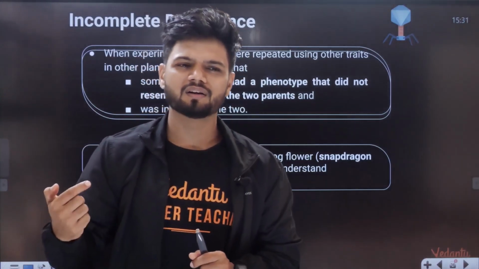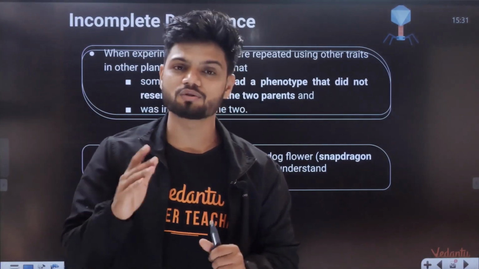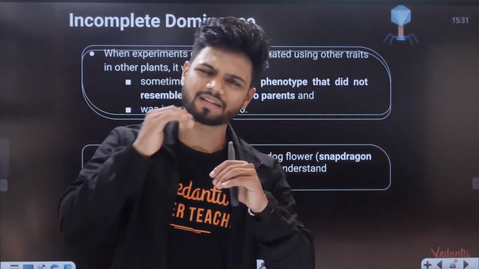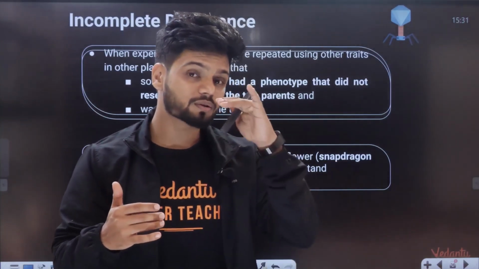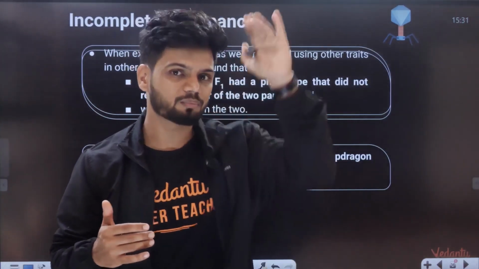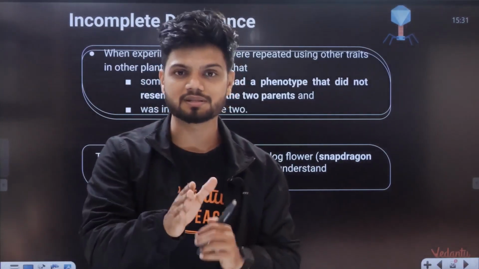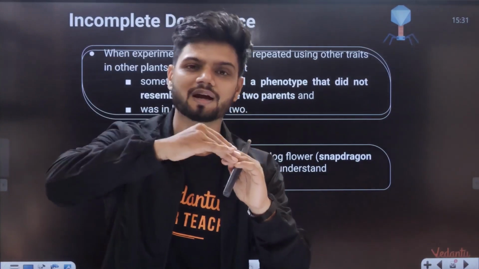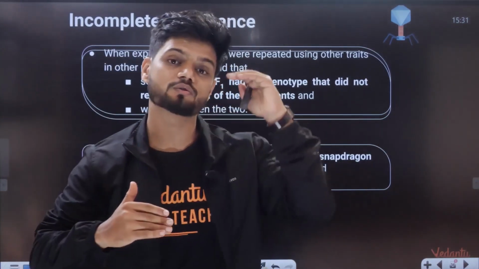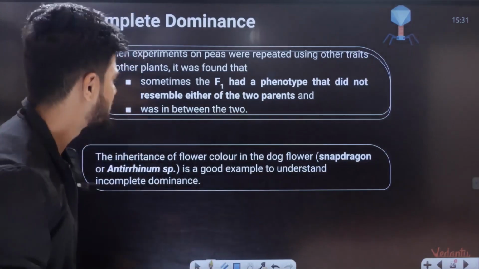That is, the dominant allele does not do its work properly. It is not very dominant. And because of that, your recessive allele is also expressing, a little bit. So what is happening in incomplete dominance is the dominant allele is incompletely dominant, and because of that, the recessive allele is also expressing in nature. Understand now? Okay. See here.